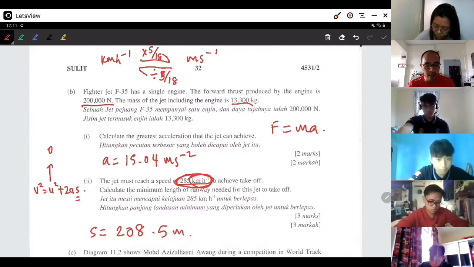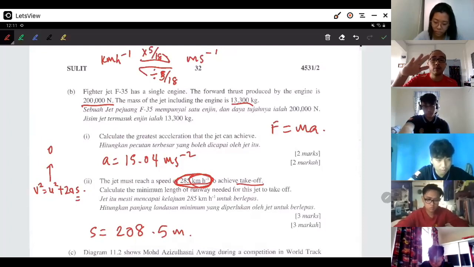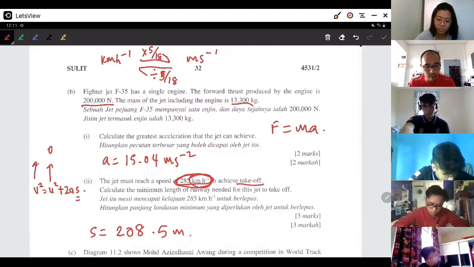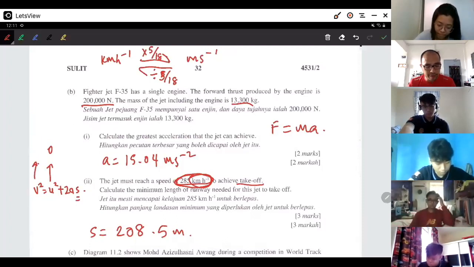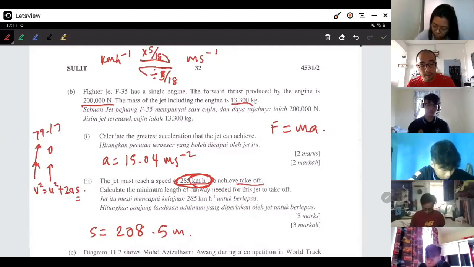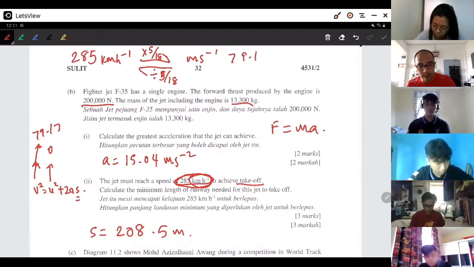u is 0 lah. Because kalau dia mau take off kan, dia mesti bermula dari kosong. Then it starts moving. So u is 0. v is this one lah. Lepas kamu tukar 285 kilometers per hour, darab 5/18, you get 79.17 meters per second. Okay, so this is the final answer.